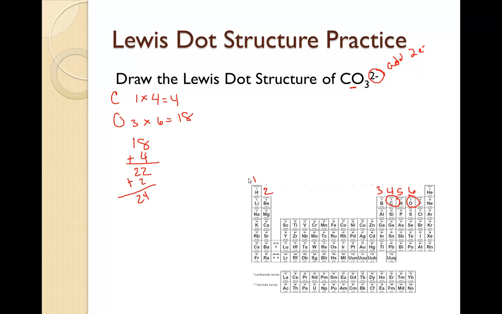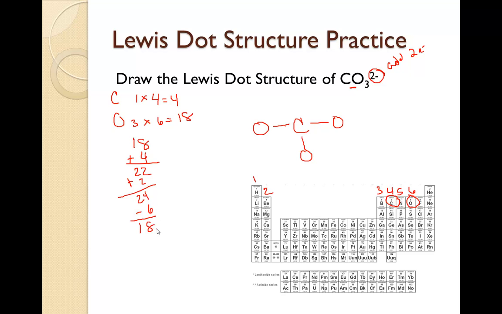Now, let's compare the two atoms. Carbon is further away from fluorine, so we're going to do that one first. That's going to be in our center, and then the oxygens are going to be around it. That's our center atom. Now let's connect our peripheral atoms to our central. So we have 2, 4, 6 electrons used here. That comes down to 18 electrons left.